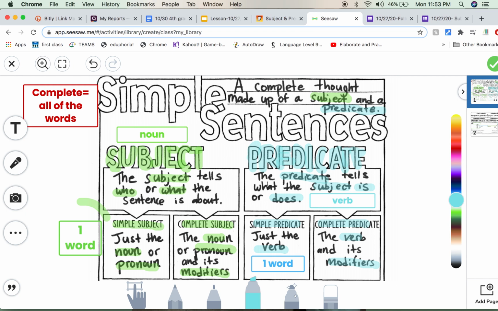The predicate tells what the subject is or does. That's our verb or action. The simple predicate is just one word, the verb. The complete predicate, the verb and its modifiers. And complete means all of the words.